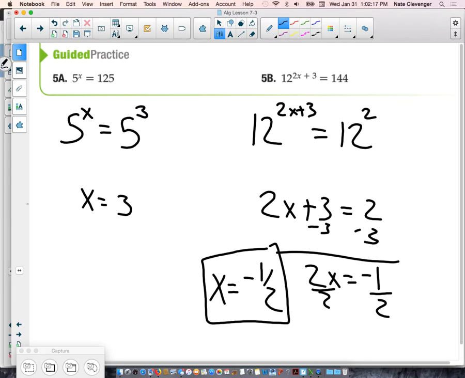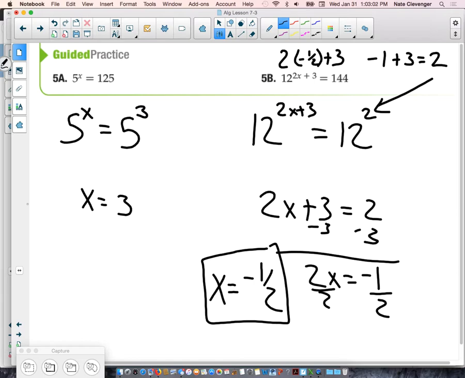I kind of understand it, but it's still confusing. Would you have to switch that to make it positive? No, because when you plug that in, 2 times negative 1/2 plus 3 had better equal 2. What's negative 1/2 times 2? Negative 1 plus 3 equals 2. Isn't that what we need it to equal? Just because there's a negative in it doesn't mean it's wrong.